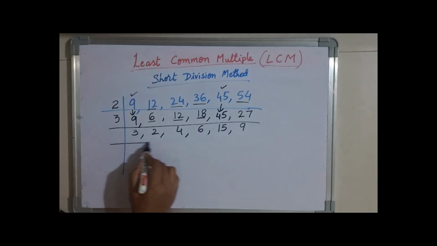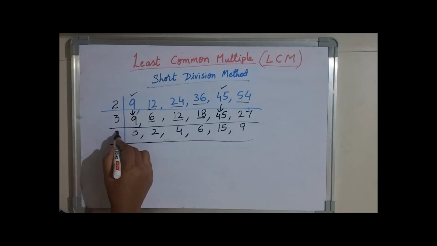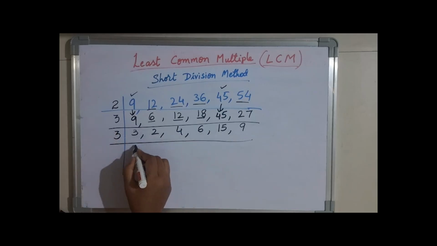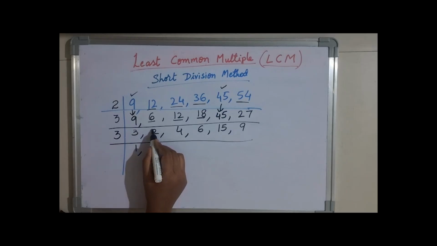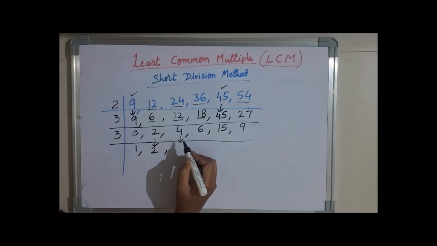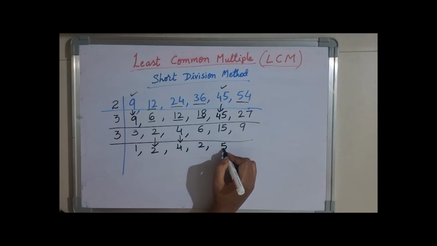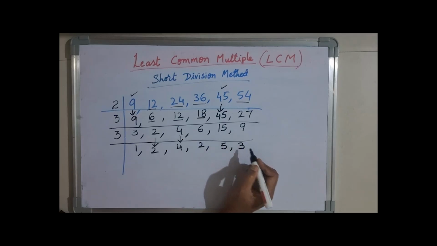Now next, children, after getting these numbers, again we see most of the numbers are divisible by 3. So again I will take 3 here. 3 ones are 3, and 2 is not divisible by 3, so I am writing this number as it is. Next, 4 also is not divisible by 3, so I am writing this 4 as it is in the next step also. Next, 3 twos are 6, 3 fives are 15 and 3 threes are 9.